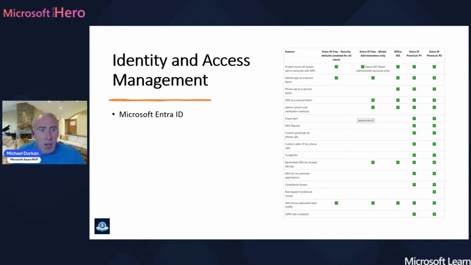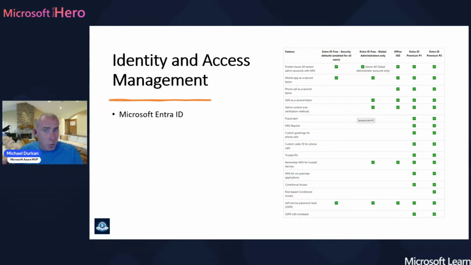So as you can see here, you can start off with a free SKU level, which is the old security defaults level. And that's going to give you MFA and mobile app as a second factor, and then your self-service password reset. Sounds okay, doesn't it? But is it really enough for you to protect your identities? If you then move up, and you put administrators and give people administrator access, you can have SMS as a second factor, and you can have admin control over verification methods. But do you really want to give people admin access? No, that's a bad idea, because we're trying to limit the amount of admins we have.